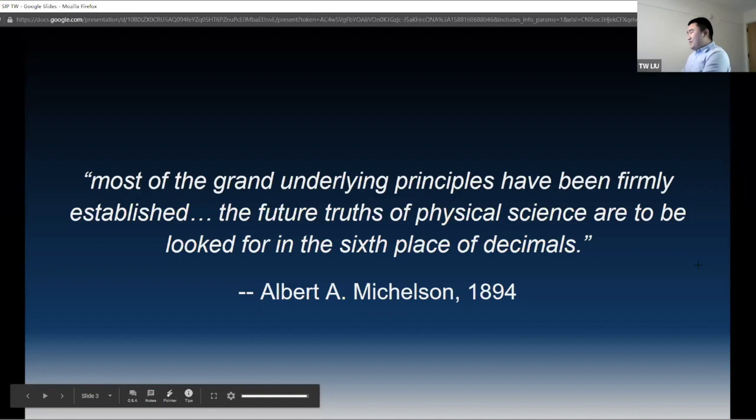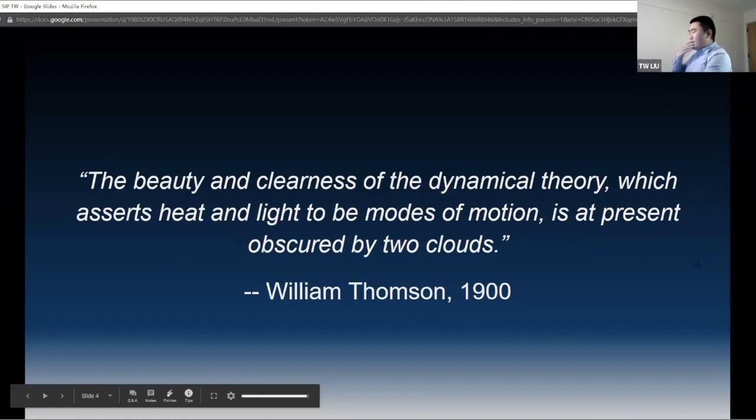However, not too many years later, in 1900, William Thomson, another physicist studying the dynamical theory, which is part of classical physics, stated that the beauty and clearness of the dynamical theory, which asserts heat and light to be modes of motion, is at present obscured by two clouds.